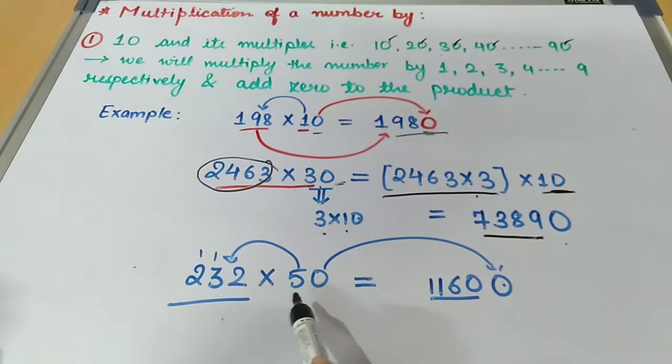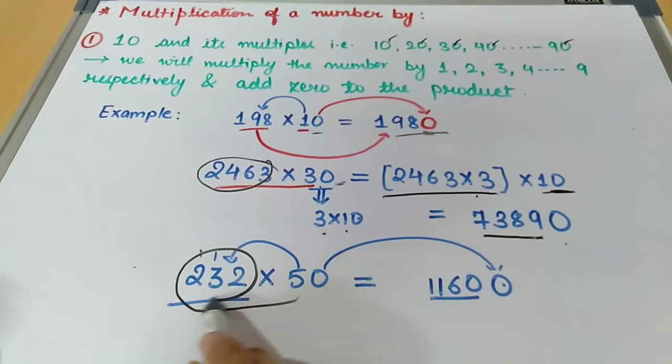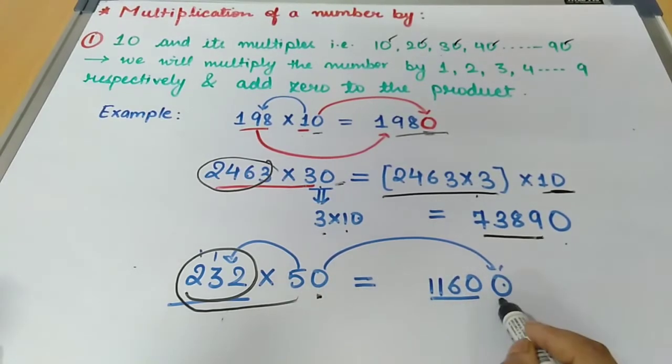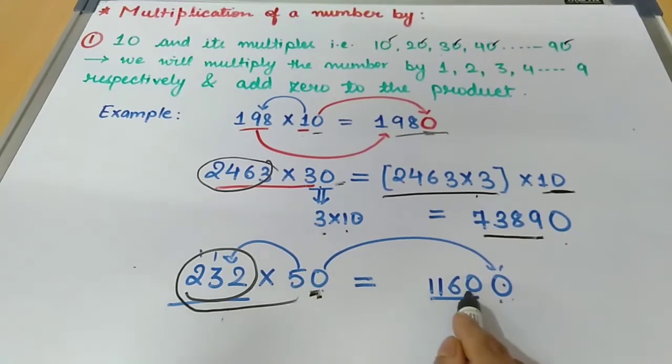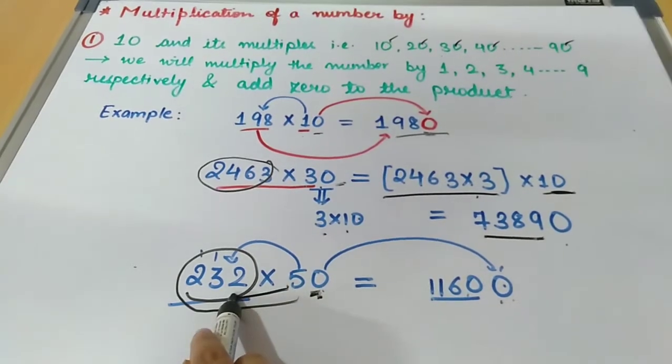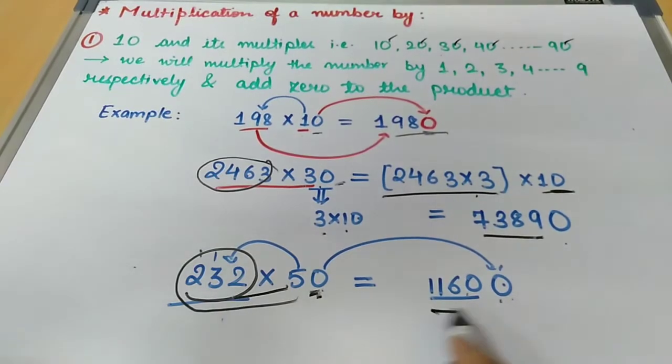Now look over here, the next example, we are multiplying by 50. First we multiply the whole number by 5, and if I multiply it by 5, I get 1160. Now this zero is remaining, so we put it at the end. Don't think that since there is already a zero, why are we putting the zero. This zero is in this number and this zero has come through multiplication by 5. In this way you can directly put the zeros.